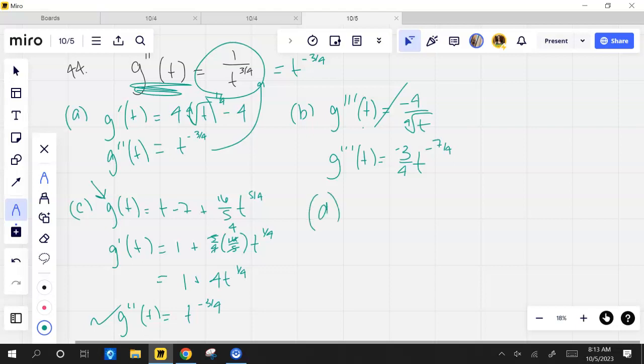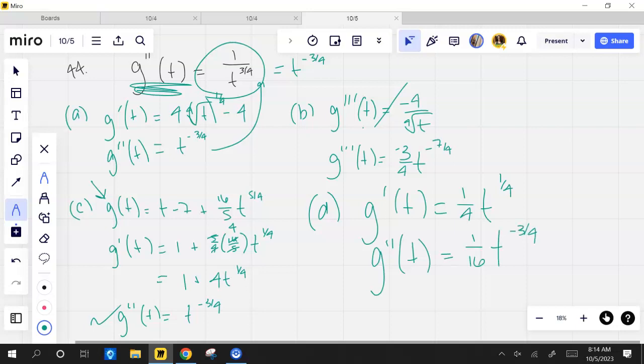And then the last one, could the first derivative be 1/4 t to the 1/4? Well, if I take the derivative of that, I get a 4th times a 4th, which is a 16th t to the negative 3/4, which is not what I started with, so that would not work.